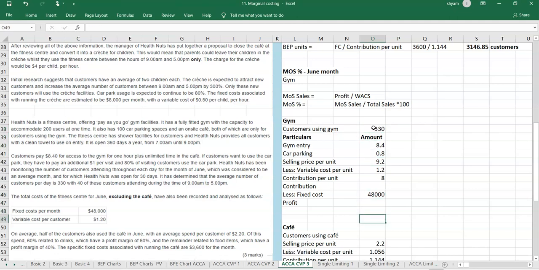But are the same number of people using the cafe? Let's see. On an average, half of the customers only use this cafe. So it is going to be 330 like this. So only 165 people are going to use. So for that, we'll get the number. So we can directly go to contribution per unit into 330. So 48,000.